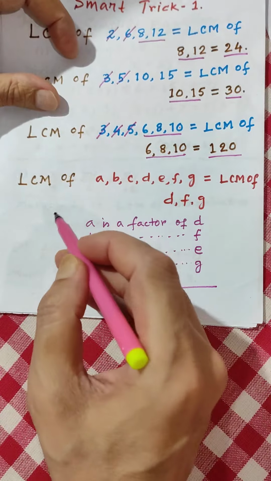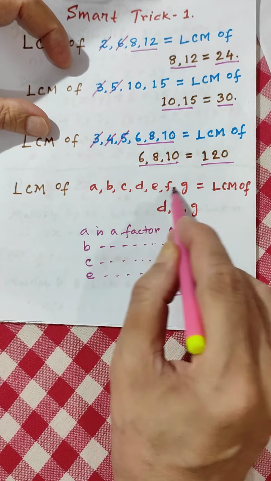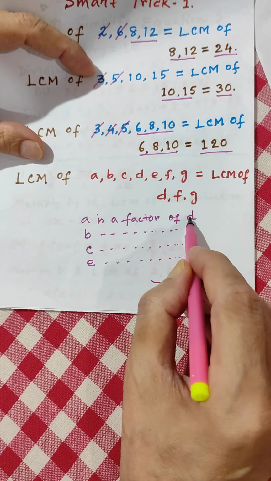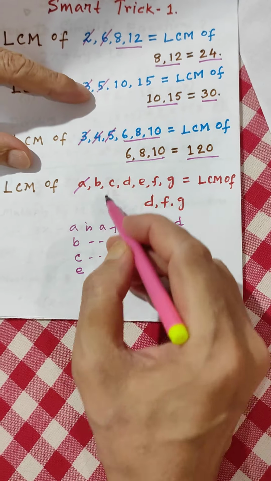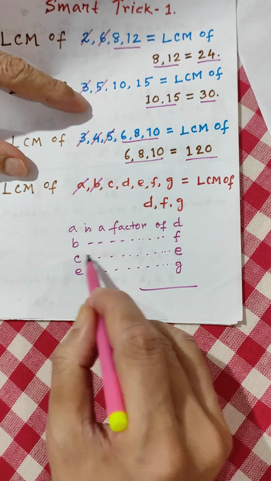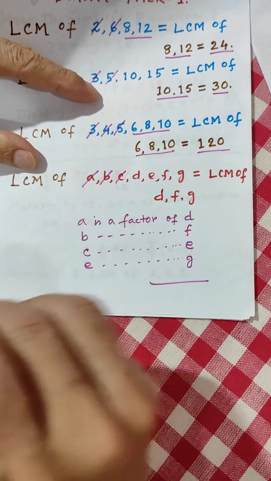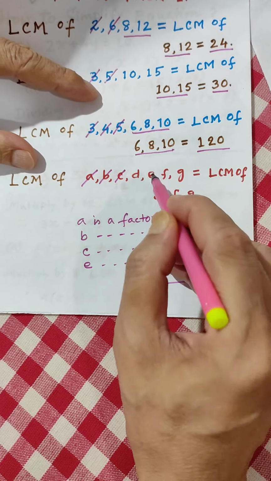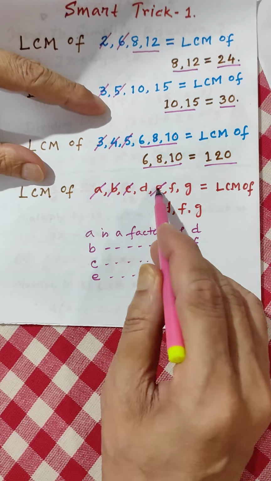Alright. Now let us see this last example. LCM of these A, B, C, D, E, F, G. Suppose these are some numbers. Now A is a factor of D, so you can remove A. B is a factor of F, so you can remove B. C is a factor of E, so you can remove C. Now E is a factor of Z, so we can remove E. So A, B, C and E are removed.